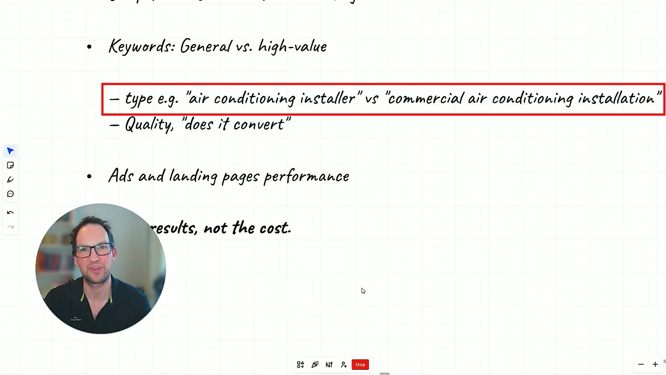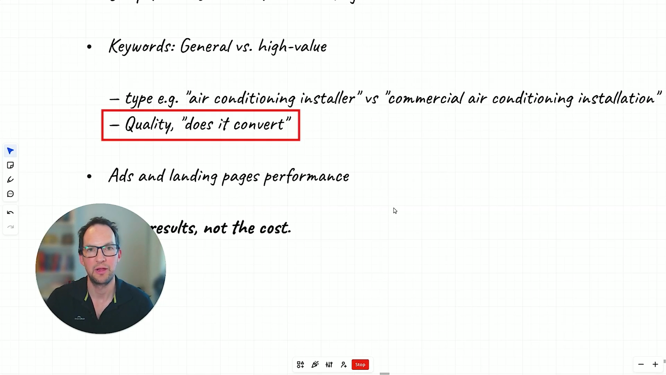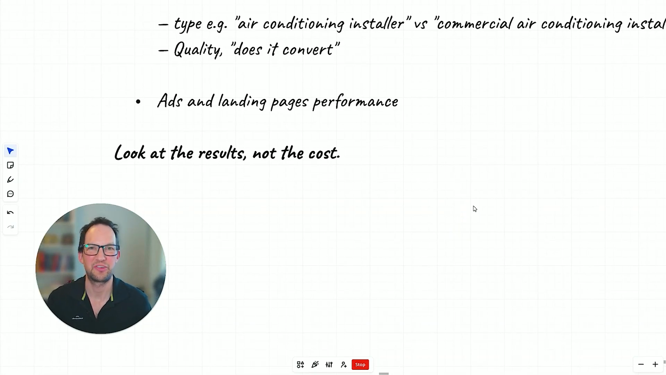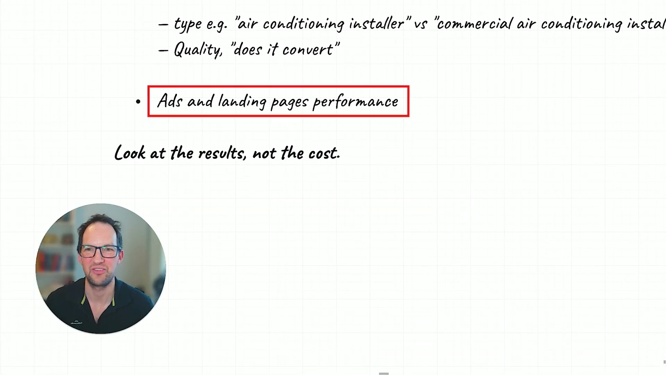The next thing when it comes to keywords is the quality of the keyword. Something like just air conditioning is going to be a lot cheaper than air conditioning installer Sydney. And the reason for this is because air conditioning doesn't really convert very well, whereas air conditioning installer Sydney is going to convert a lot better. Next thing that's going to affect your costs is the performance of your ads and your landing page and just how well Google Ads is set up. But the main thing that you need to remember really is we're not looking at the cost per click as such. We're going to look at the results and how much it actually costs you to get a paying customer.